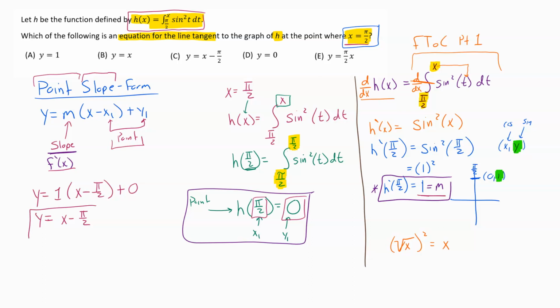And what we can see here is our answer would match up with option C. So remember, when you're finding the equation for the tangent line, you are going to be running through point slope form, just like you were doing in an algebra class. To find your slope, the slope is always going to come from your derivative value. To find your point, it is always going to come from plugging it into your original function.